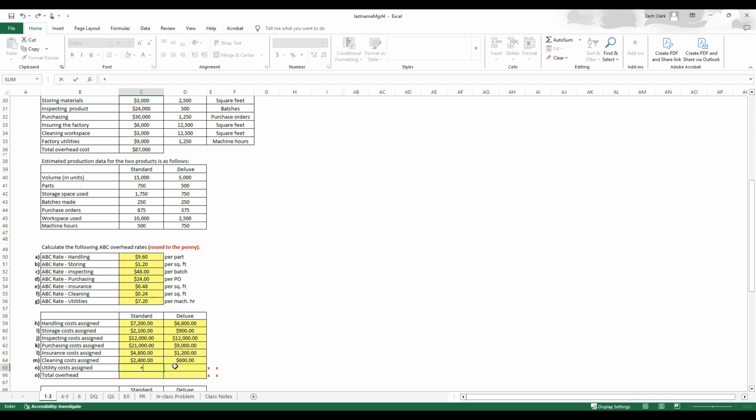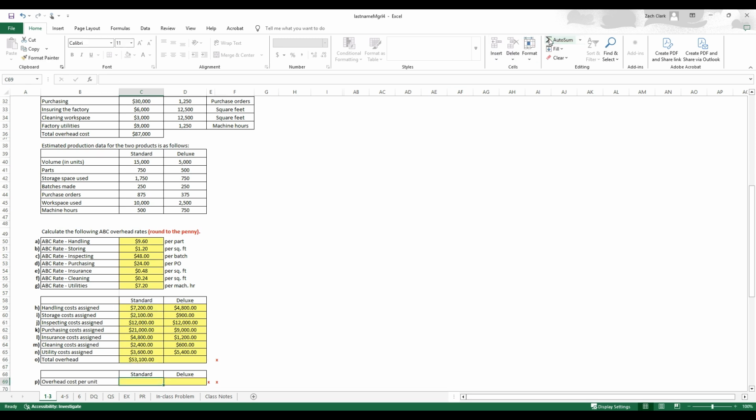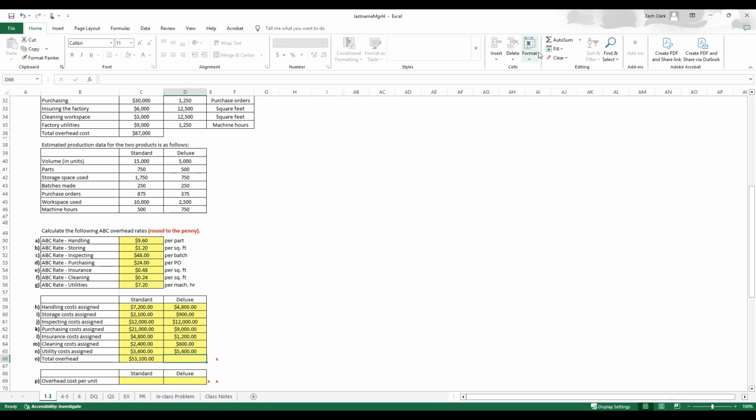So great. Okay, so $7.20 per machine hour and 500. $7.20 per machine hour with 500 machine hours. And then for the deluxe, we've got 750 machine hours. And now we just need to sum all of our total overhead costs. One thing to note here, it comes up to the 87,000. You can see down with the Excel summation there.